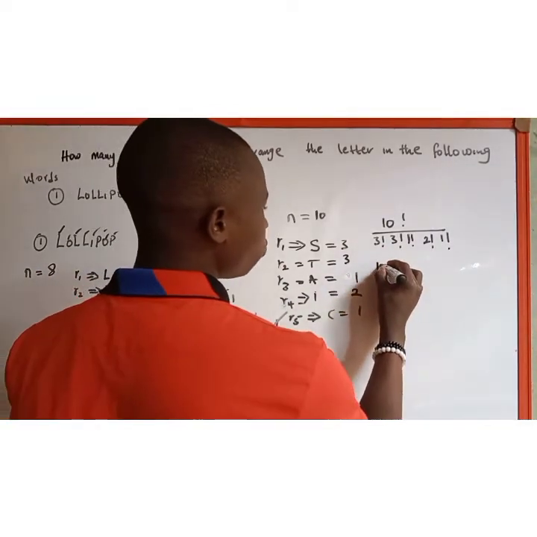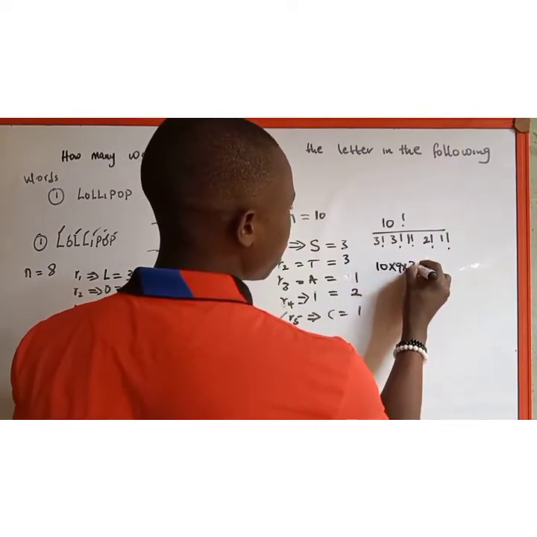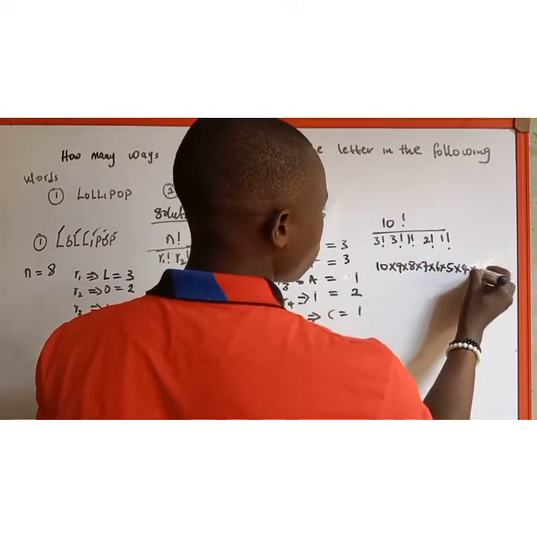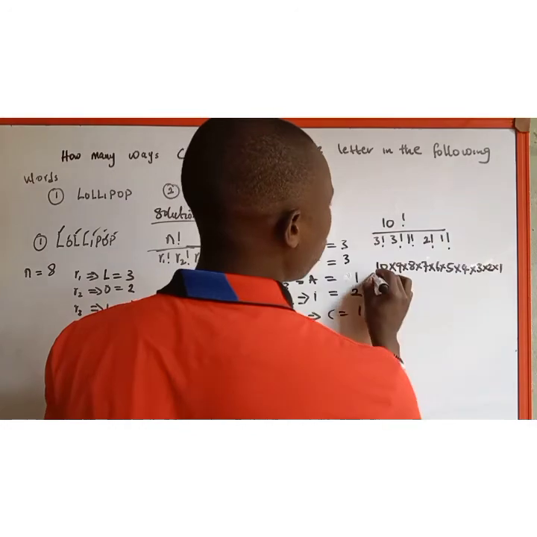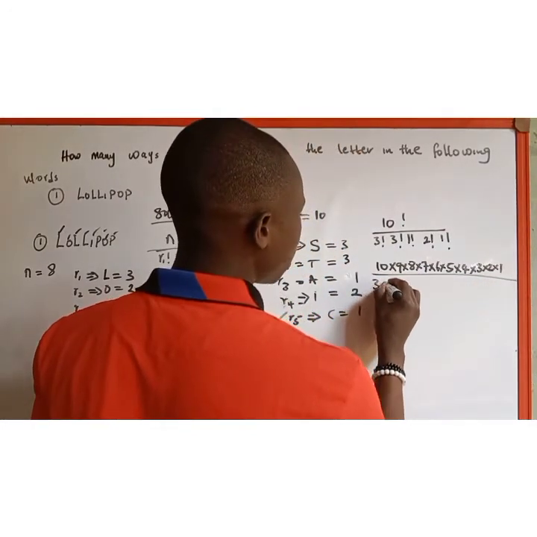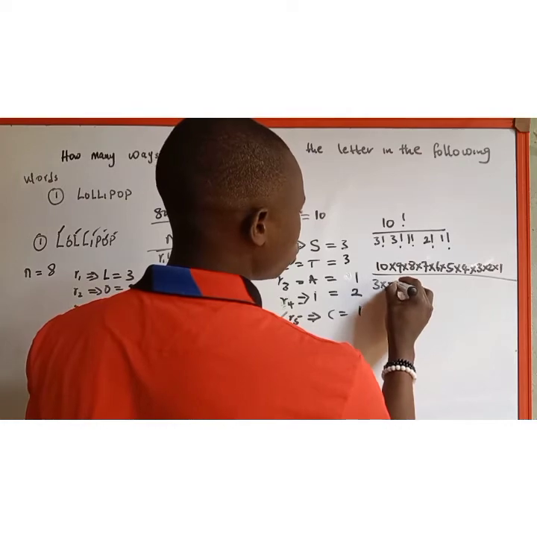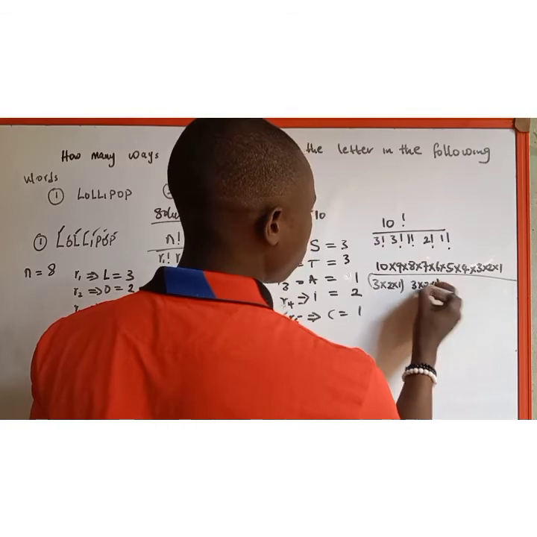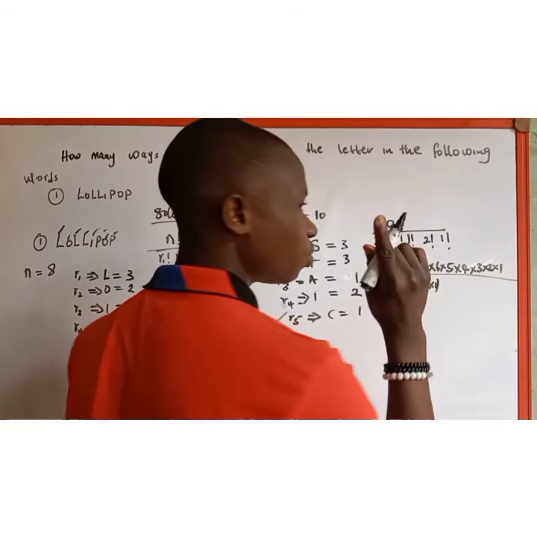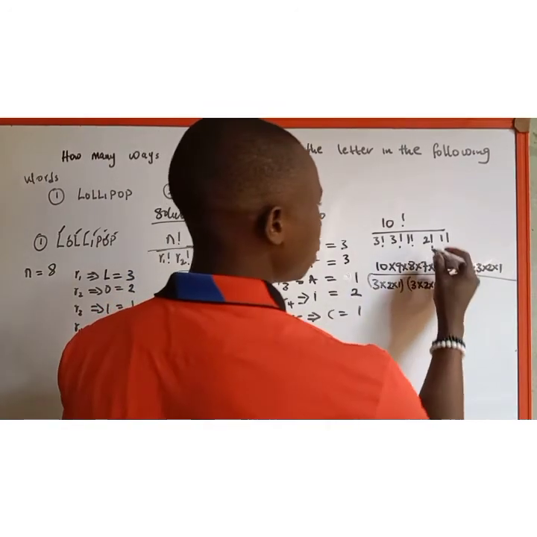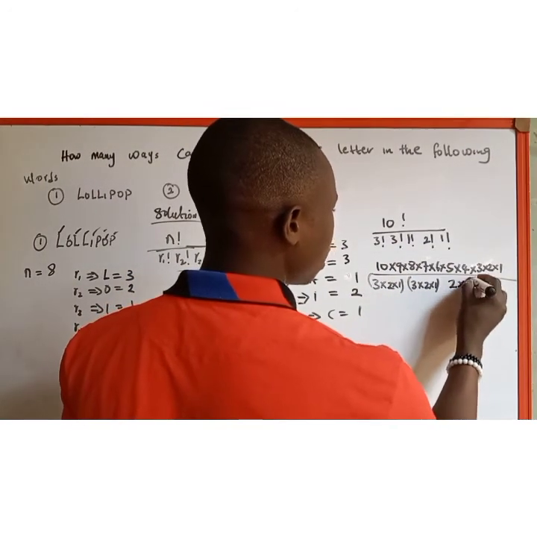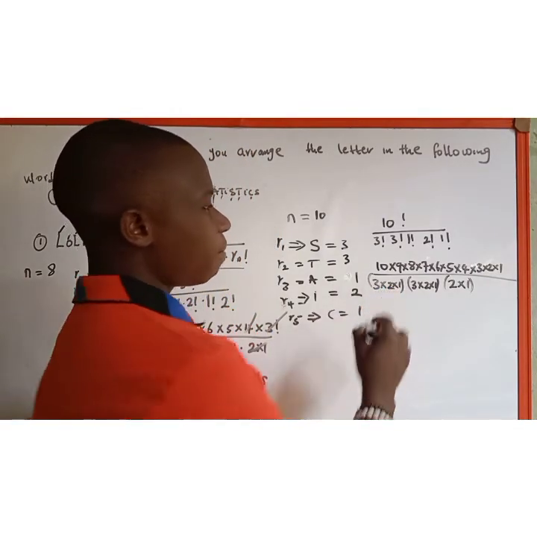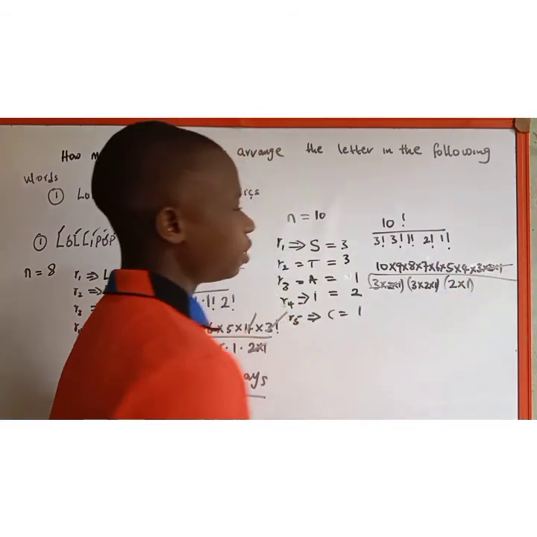10 factorial can be written as 10 multiplied by 9 multiplied by 8 multiplied by 7 multiplied by 6 multiplied by 5 multiplied by 4 multiplied by 3 multiplied by 2 multiplied by 1, everything over 3 factorial, which is 3 multiplied by 2 multiplied by 1. Then the other 3 factorial is also 3 multiplied by 2 multiplied by 1. Then the next is 1 factorial, which is 1, and 1 times any number is still that number. The next is 2 factorial, which is 2 multiplied by 1. Everything here can cancel this place.